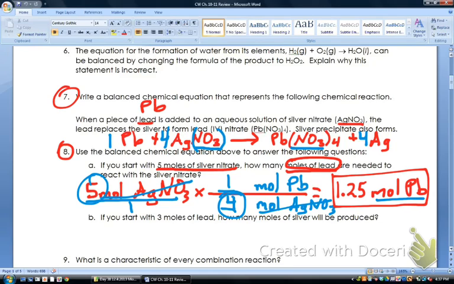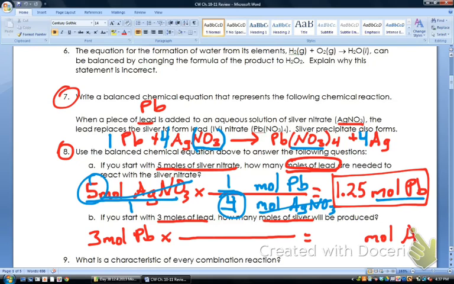For part B, we do it similarly. We identify what the problem gives us. It gives us 3 moles of lead, and it's asking for moles of silver. So we start with 3 moles of lead, set up our conversion factor, and then the question is asking for moles of silver, so we put moles of silver over here. And now we just start doing the problem the same way.